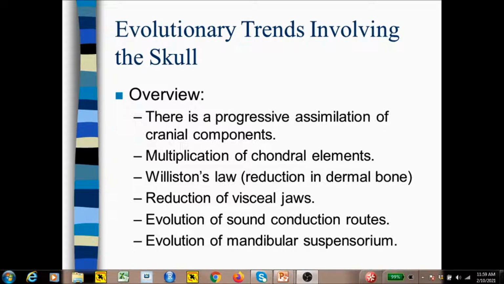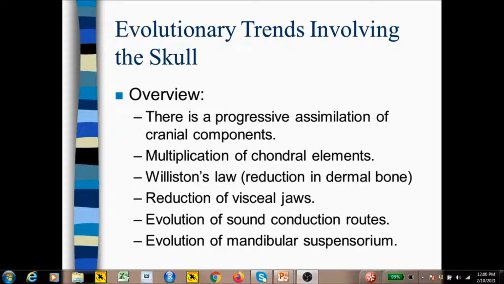And those are the evolution of sound conduction routes, and we're going to talk at some length about that because that's directly related to the next point, which is evolution of the mandibular suspensorium. That's sort of a big deal, and if you understand the evolution of the mandibular suspensorium, then you'll understand a great deal about the evolution of vertebrates.